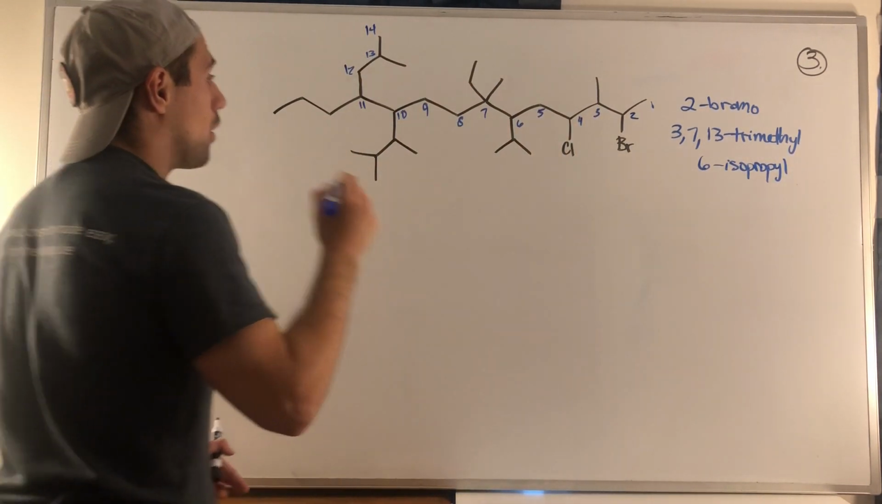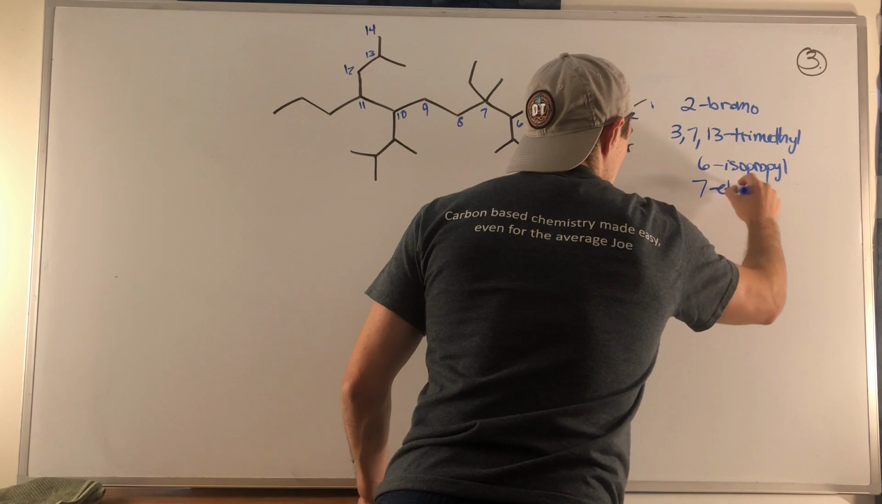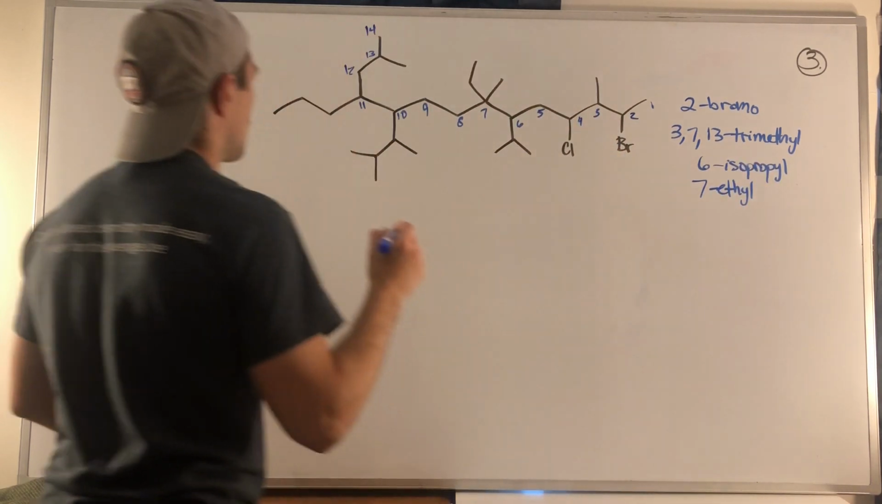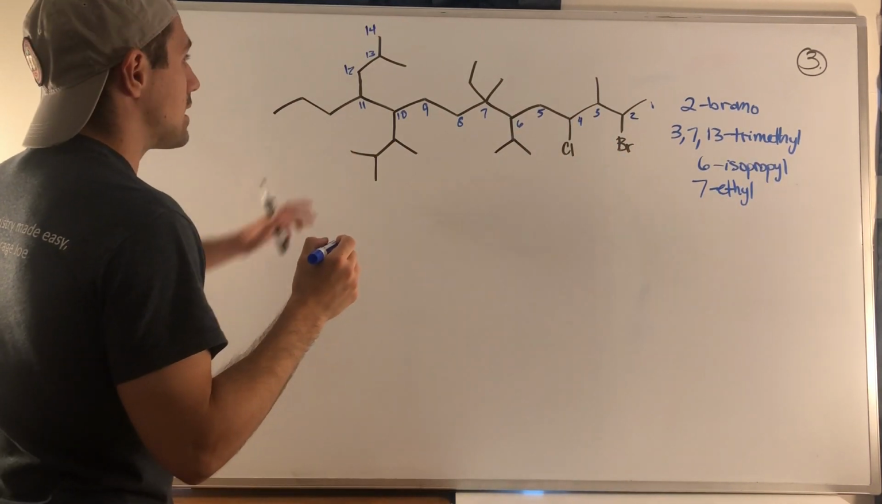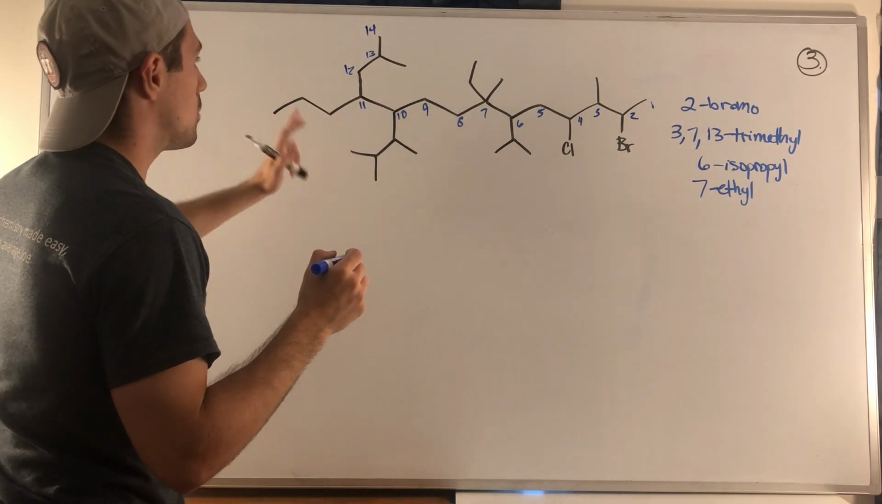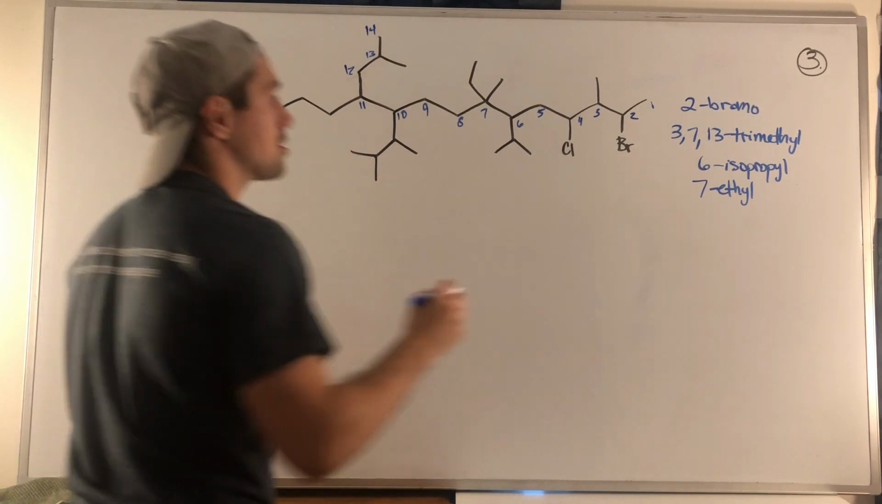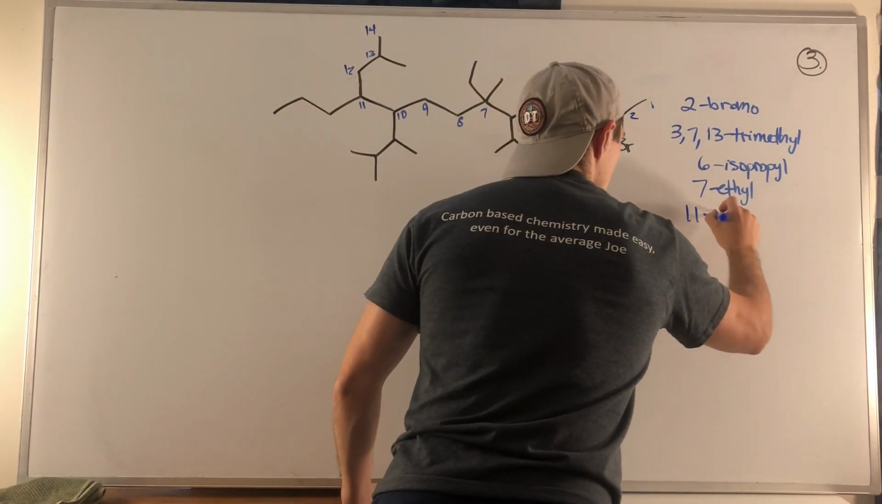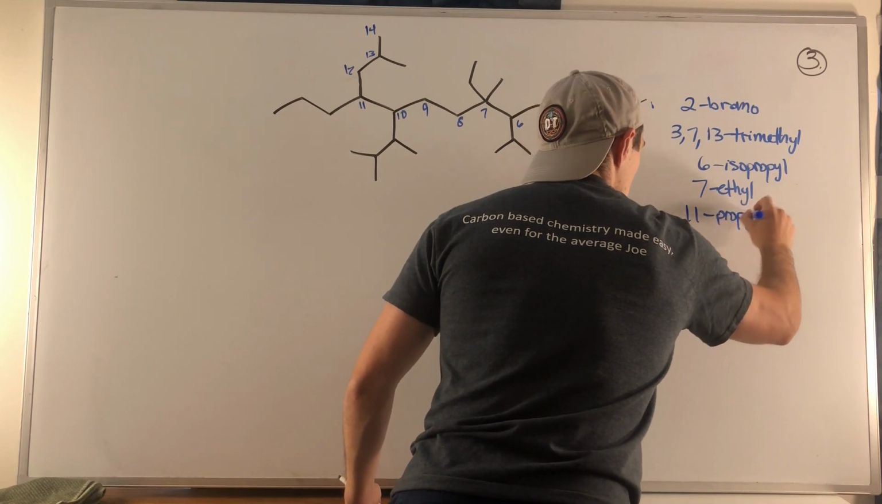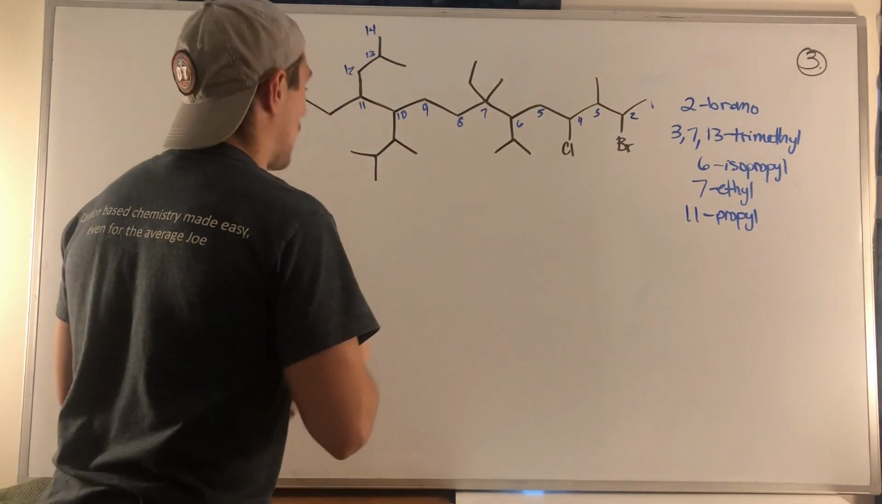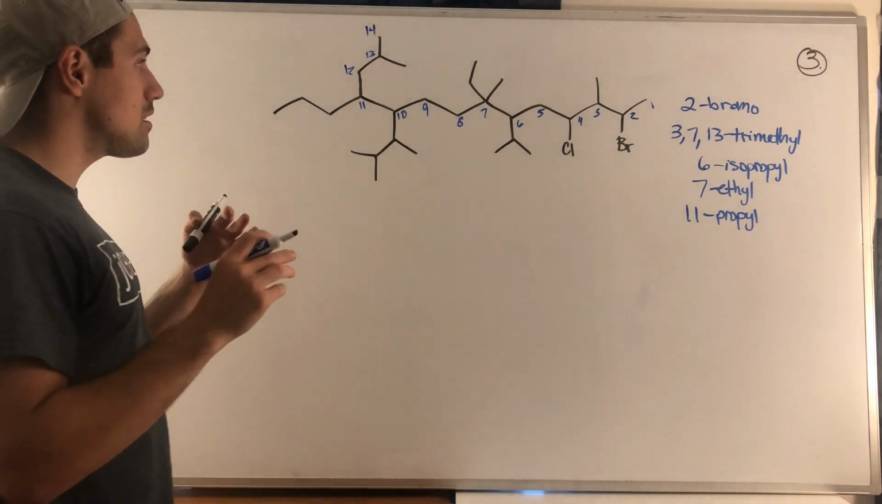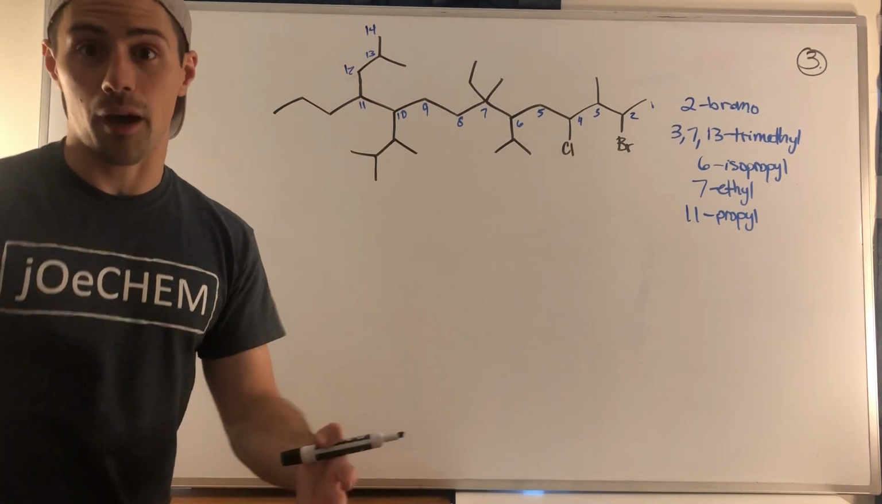At 7 we also have an ethyl. And at 11 we have a propyl. I skipped 10 on purpose, you'll see why. So 11 propyl. Okay, so now 10. We have nothing to call that straight up.